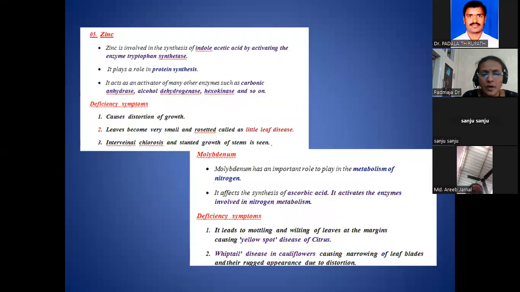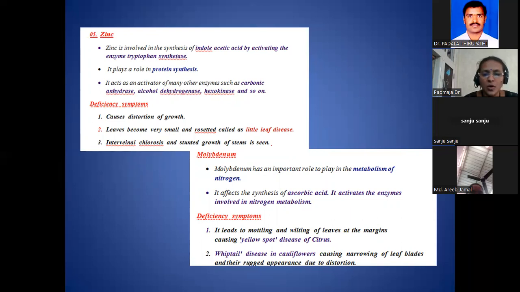And zinc. Zinc is involved in the synthesis of indole 3 acetic acid, that is auxins, by activating the enzyme tryptophan synthase. And it also plays a role in protein synthesis. It acts as an activator of many other enzymes such as carbonic anhydrase, alcohol dehydrogenase, and hexokinase. These are the enzymes activated by this zinc, and deficiency causes distortion of the growth. The growth will also be affected if the intake of the zinc is less.